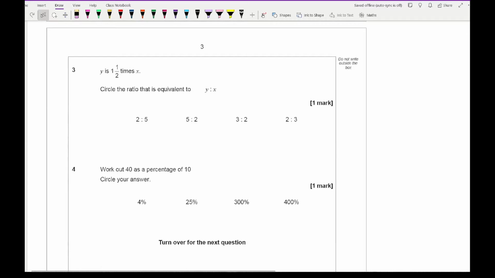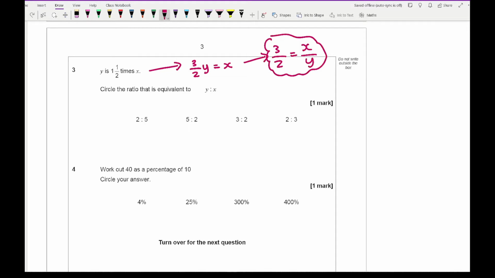For question 3, this is a ratios to equations question. Here we've got y is 1.5 times x. If we convert this, we've got 3 over 2 y equals x. Then from this, if I get all the letters on one side, I have 3 over 2 equals x over y. Once it's in this format, this represents the ratio. So x to y is 3 to 2, which is our third option.